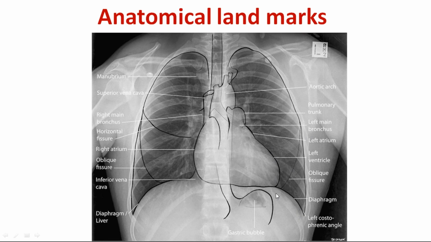The oblique fissure on this side appears like this, and here are the left dome of the diaphragm and the left costophrenic angle. The left and right costophrenic angles are supposed to be acute. So here is the stomach bubble I am telling about. These are the general features.